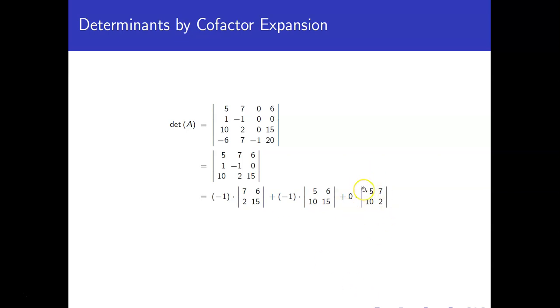All right, so this one goes away. Both of these are negative. And now we have 2 by 2. And when we're 2 by 2, we have the easy case, because we can do the determinant easily. Multiply down the main diagonal, subtract off what we get when we multiply the off diagonal. So the first one is 7 times 15 minus 2 times 6. There's a negative sign hanging out in front. This is 5 times 15 minus 10 times 6. Again, a minus sign hanging out in front. And we get negative 108 for the determinant.